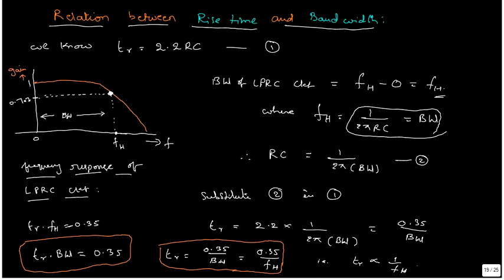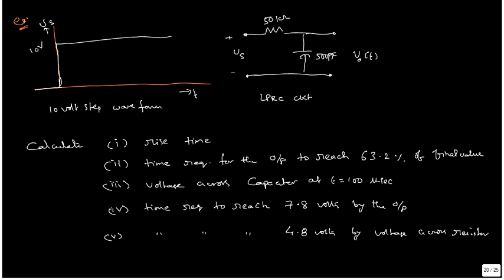Generally we know that time and frequency are inversely proportional. The same thing here also. Rise time is inversely proportional to upper cutoff frequency. This is the relation between rise time and bandwidth. Now we will go for an example for the response of LPRC circuit when a step input is applied. Look at this one. There is an RC circuit given whose R value is 50 kilo ohms and capacitance value is 500 picofarads.